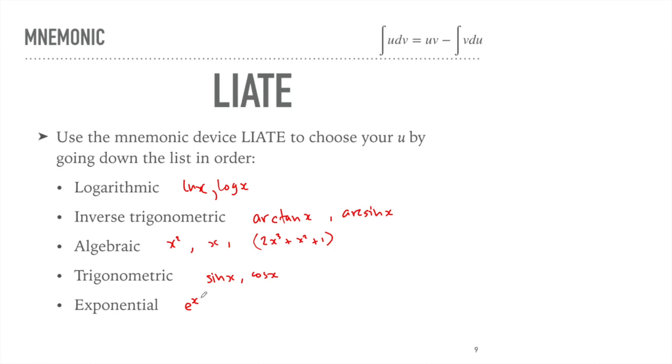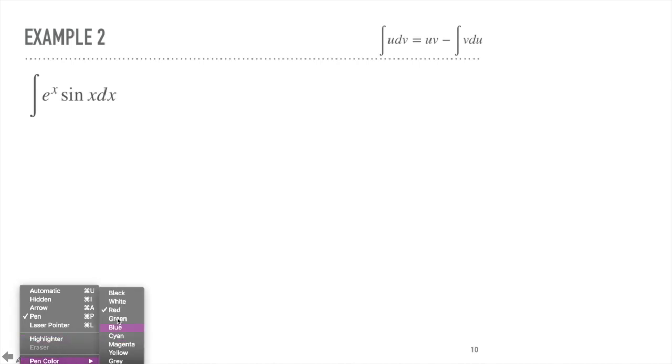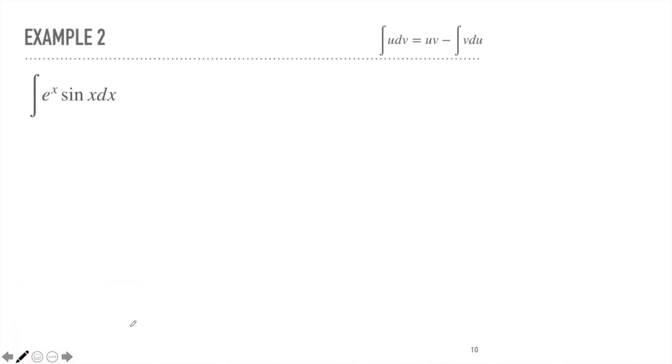So, knowing this sequence, LIATE, let's try to answer another problem. Our second example is e to the x times sin x. By the mnemonic LIATE, mauuna ang trigonometric bago exponential. So, using that as our guide, ang u natin ay yung trig, which is sin x, at yung dv natin ay lahat ng matitira. So, e to the x dx.